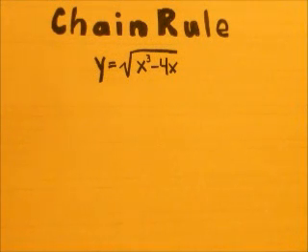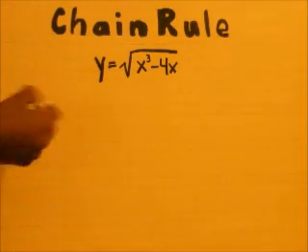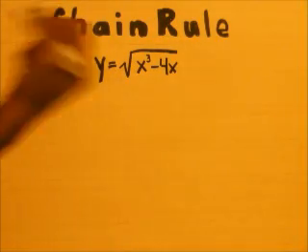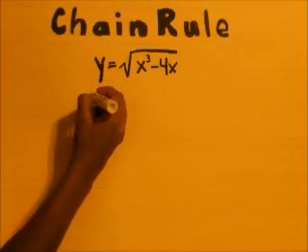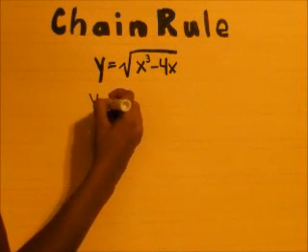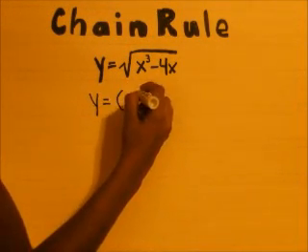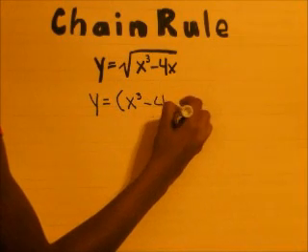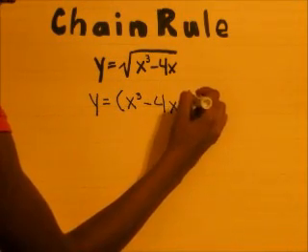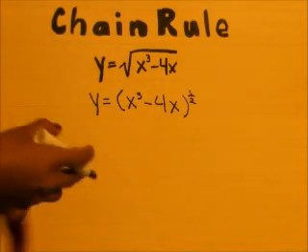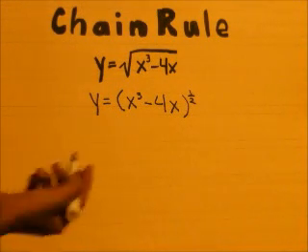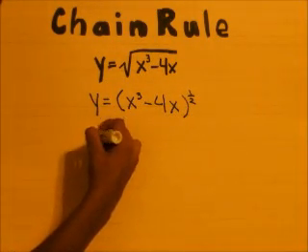For example, if you have y equals the square root of x cubed minus 4x, you can just rewrite this as y equals the quantity of x cubed minus 4x to the 1/2. It's the same thing, but this will just make things easier. So now you can take the derivative.